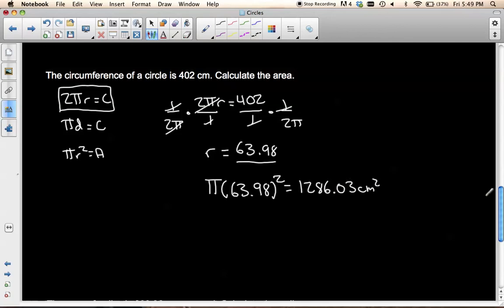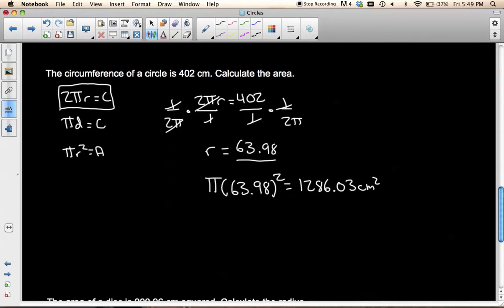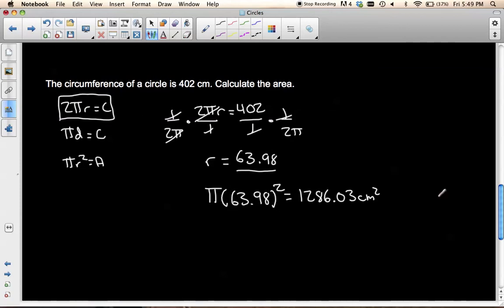centimeters squared, which is the one mistake that I made up above, guys: whenever you're dealing with area, your answer has to be in centimeters squared. If you leave out centimeters squared, you lose marks. So this is a careless mistake to make. Make sure that when you're dealing with area, you have your centimeters squared. Okay? So let's look at another example.